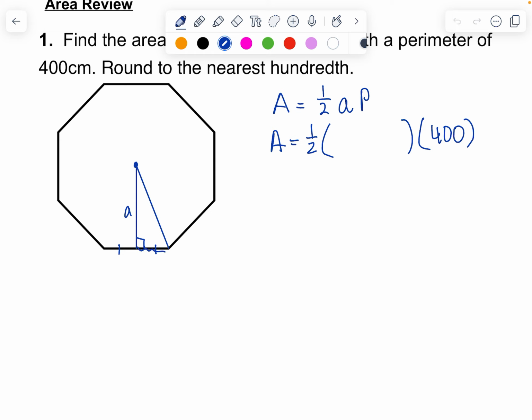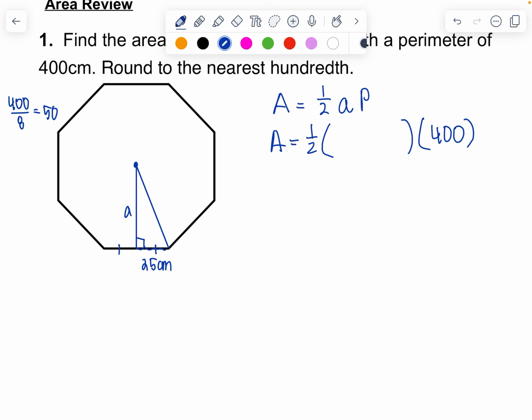So if the perimeter is 400, I can do 400 divided by 8 to find the measure of each side. So that is 50. And then divide that by 2 to find this little piece right here. So 50 divided by 2 is 25 centimeters. All right.